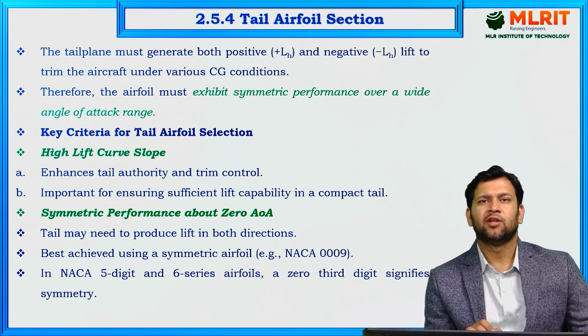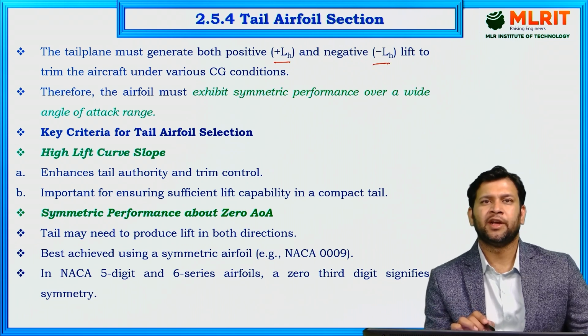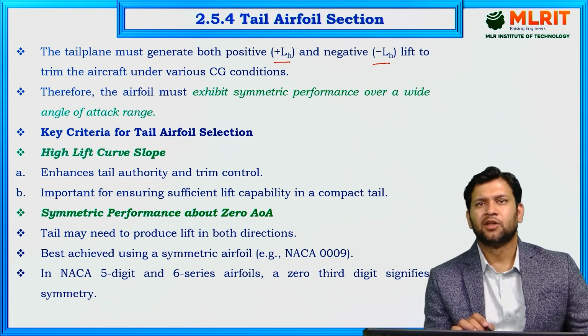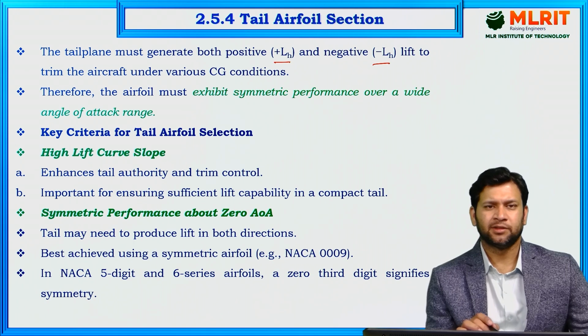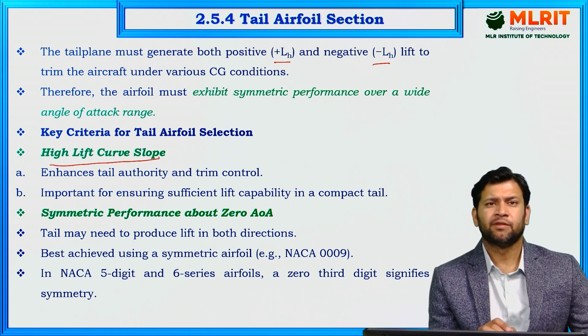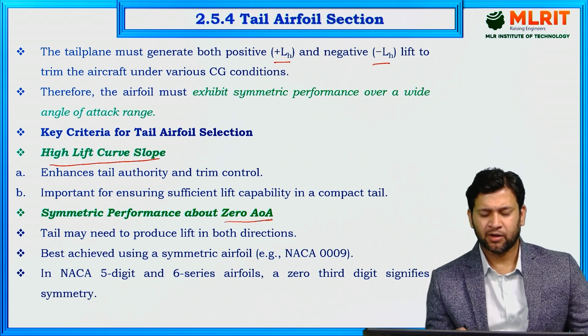The tail plane must generate both positive lift and negative lift to trim the aircraft under various CG conditions. Therefore, the airfoils must exhibit symmetric performance over a wide range of angle of attack. The key criterion for the tail airfoil section is a high lift curve slope, which enhances tail authority and trim control. It is important for ensuring sufficient lift capability in a compact tail. Symmetric performance about zero angle of attack.